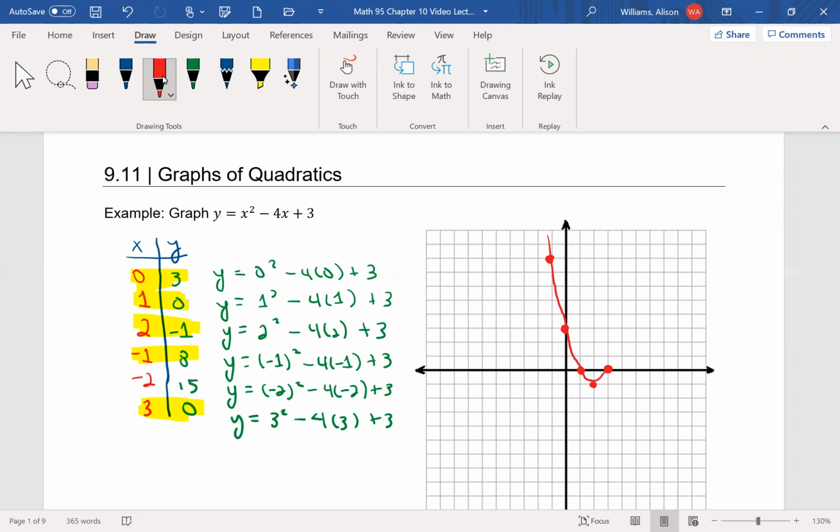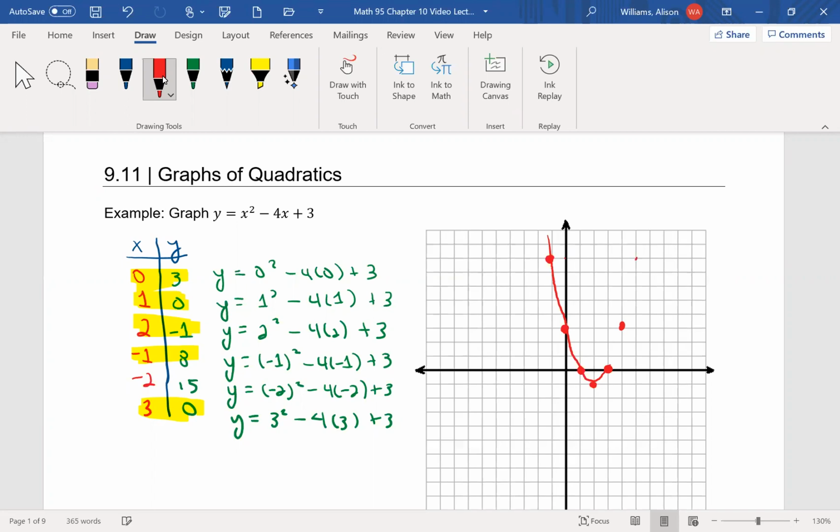this is a U shape. So I'm going to try to make that as curvy as I can. And since it's a U shape, I'm going to assume that it's going to continue upward in the same kind of pattern. In other words, if I were to plug in 4, I will bet I'm going to get out 3. In fact, you could check that. If I plug in 4, I should get out 3. And if I were to plug in 5, I should get out 8 and so forth.